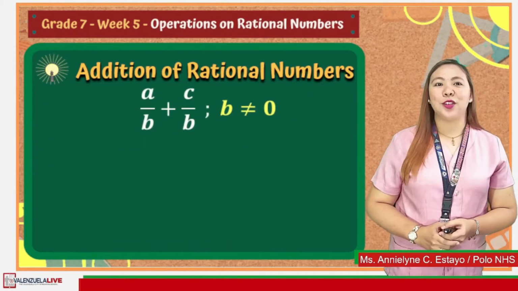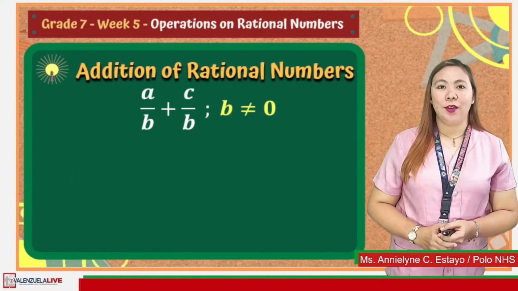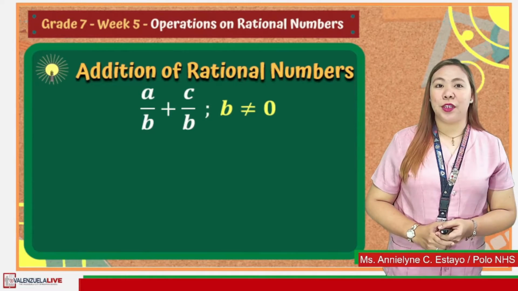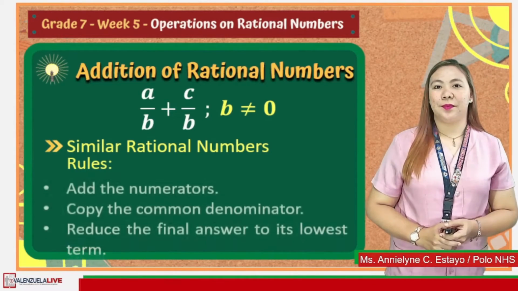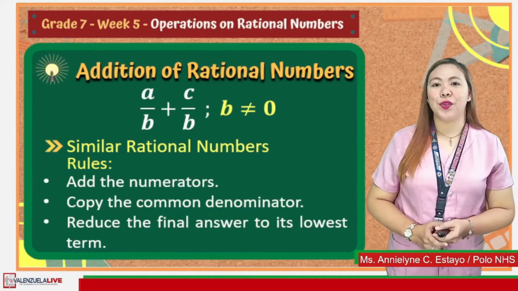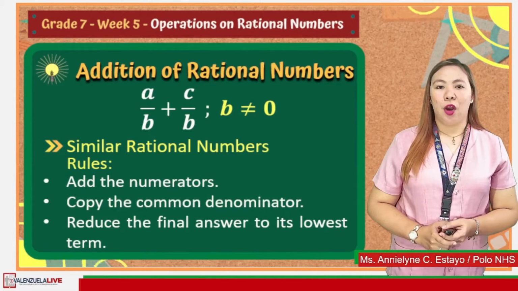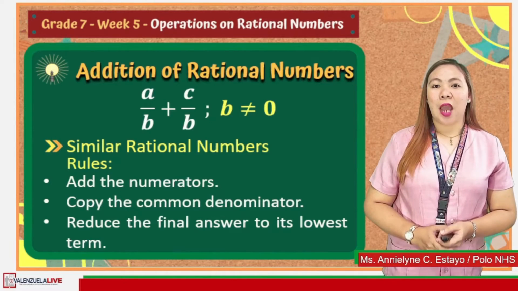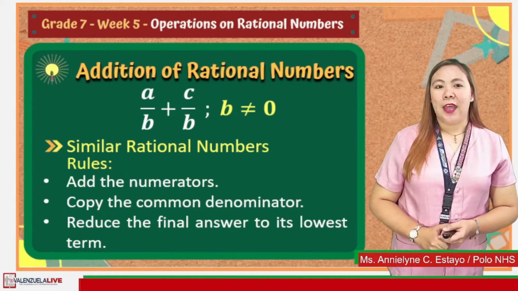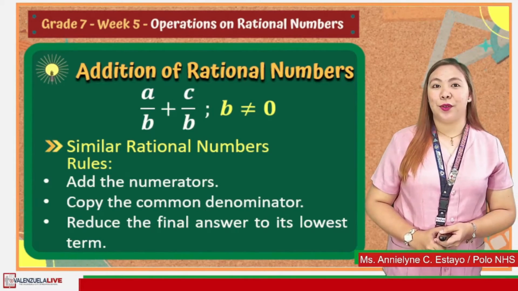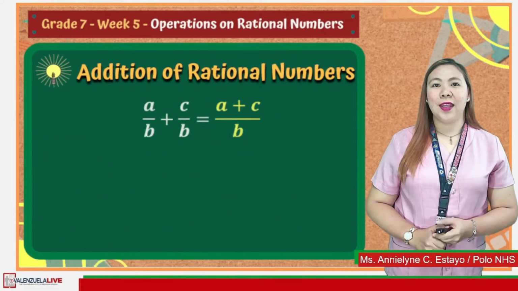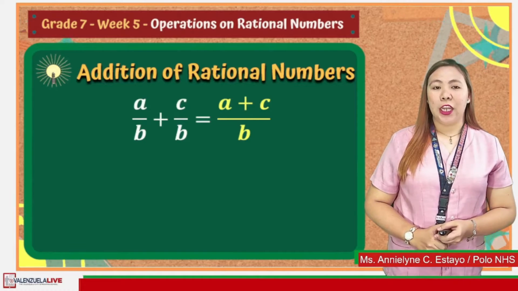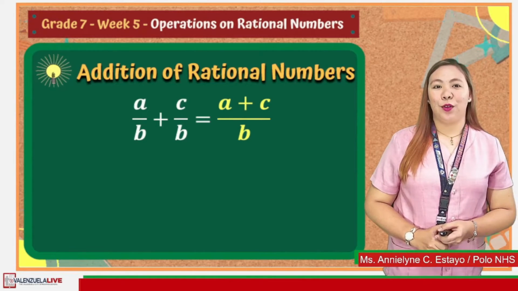In adding two rational numbers in the form of a/b plus c/b, where b is not equal to 0, we will use these rules. If we have fractions with a common denominator, or we call them similar fractions, we just add the numerators, copy their common denominator, and reduce the final answer to its lowest term. So we can have a/b plus c/b is equal to a plus c all over b.